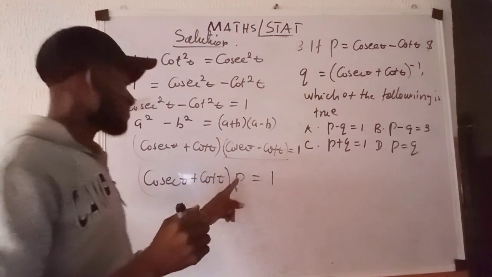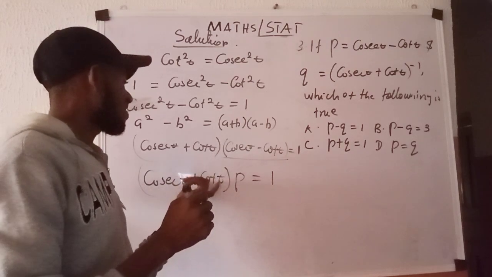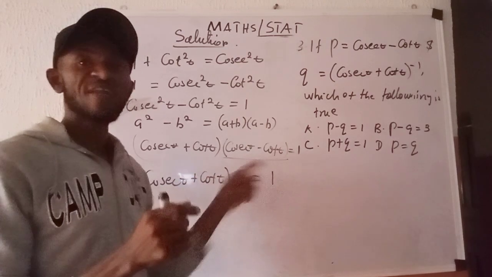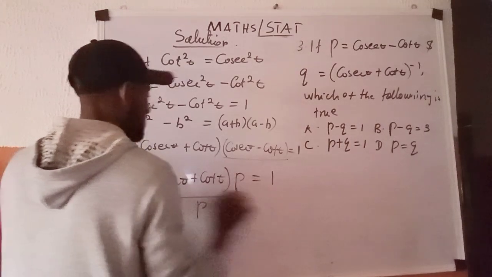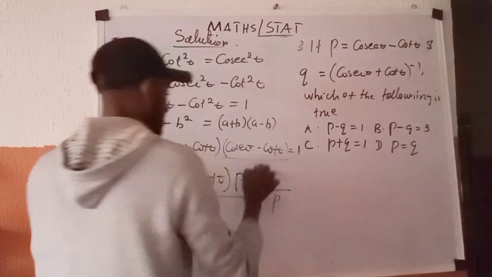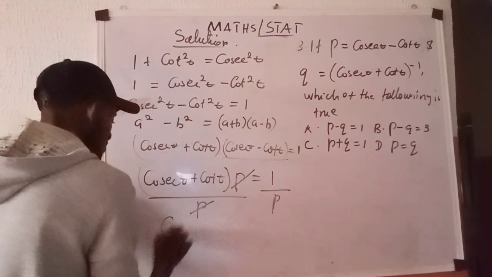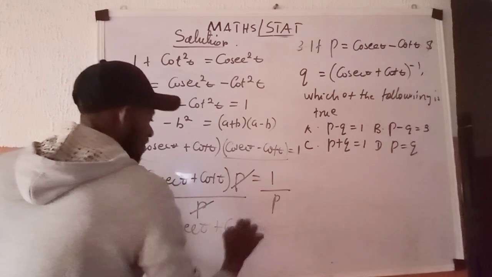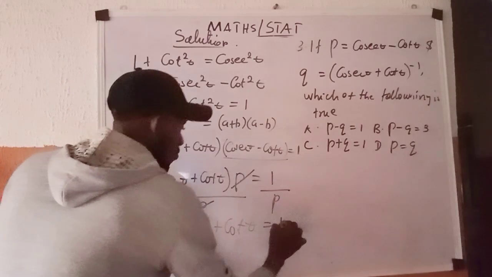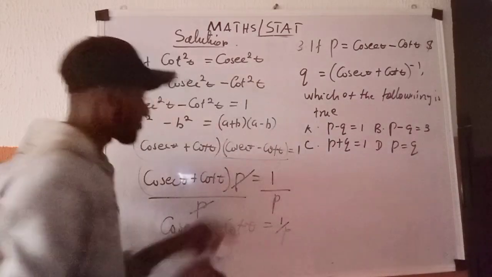Of course, this P is multiplying everything this way. So if I want this one to stand all alone, this P will divide both sides. And I'll have all over P, all over P. This P will cancel this P. And what I have becomes that cosec theta plus cot theta is given as 1 all over P, 1 all over P.